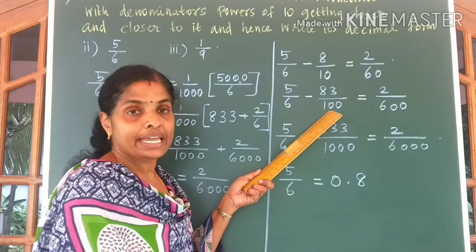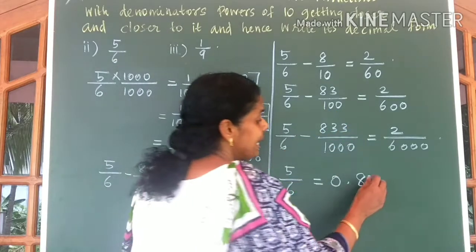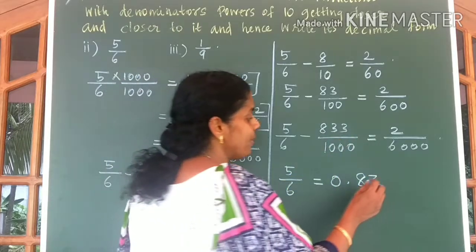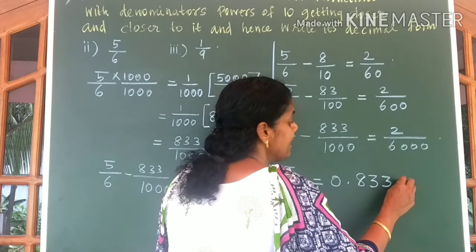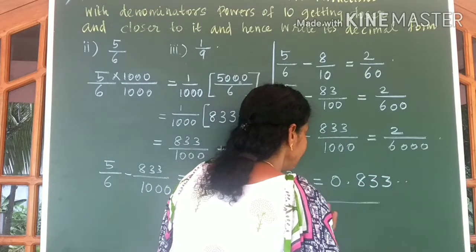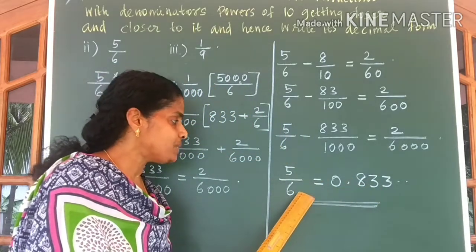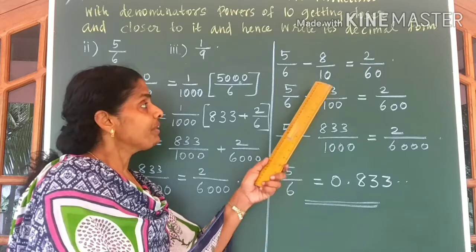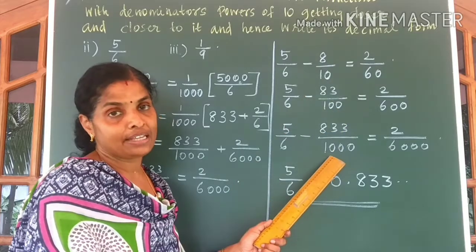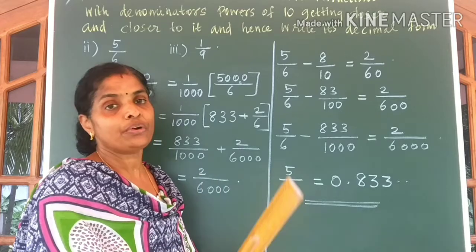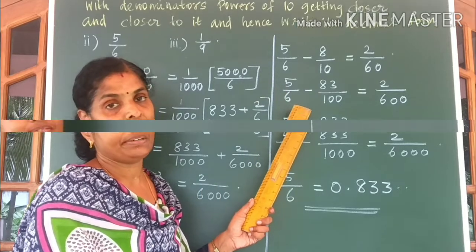In the second case it is 0.83. If you consider the third case it is 0.833, etc. So we wrote the decimal form of this fraction using tens, hundreds and thousands, etc. Let us do one more question of the same type.